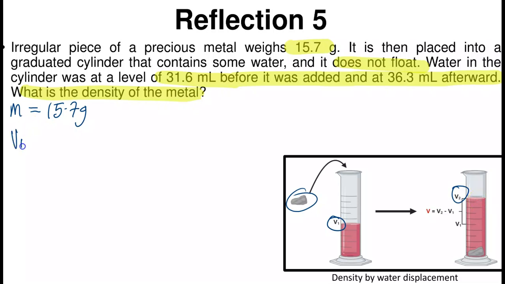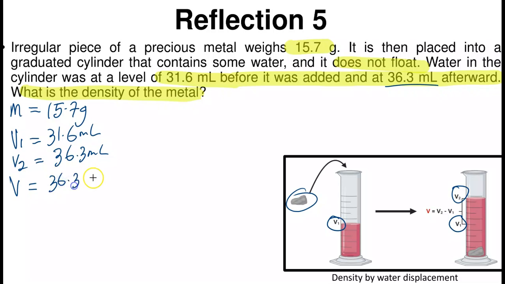Here our V1, before the metal was added, was 31.6 mils. After adding the metal, it rose to 36.3 mils. Because the metal is irregular, we cannot calculate its volume directly. It's not a square, not a sphere, not a block. So we have to use this method. The volume will be 36.3 mils minus 31.6 mils, and when you do your calculation, you're going to get about 4.7 mils.